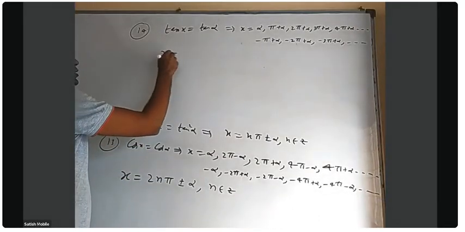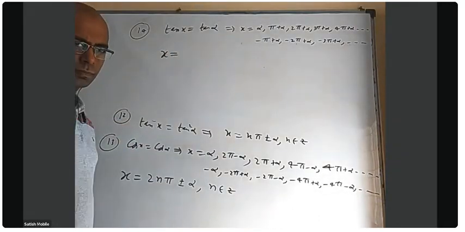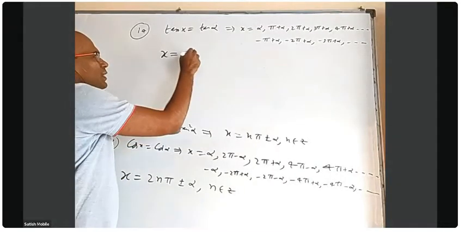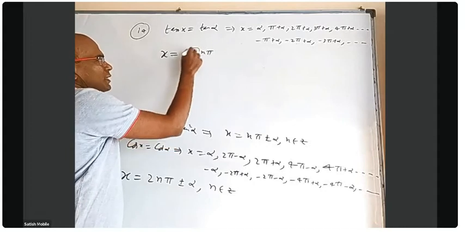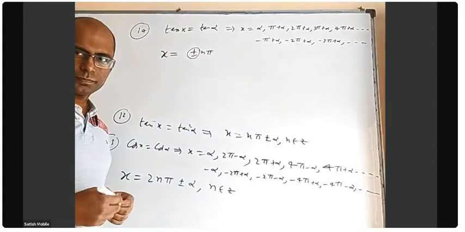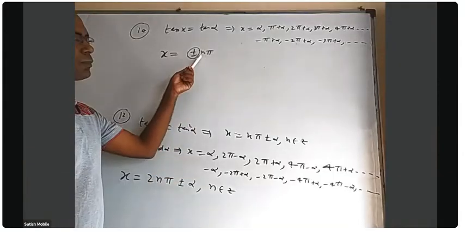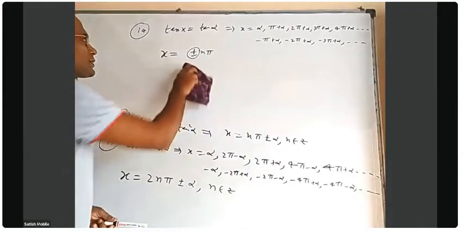Now, how to write the general solution is very easy. What is that? Plus or minus n pi plus alpha. Should I need to write a plus or minus n pi? Is it required? Not required plus or minus, sir. You write also no problem, but n will cover both positive and negative integers, so not necessary.